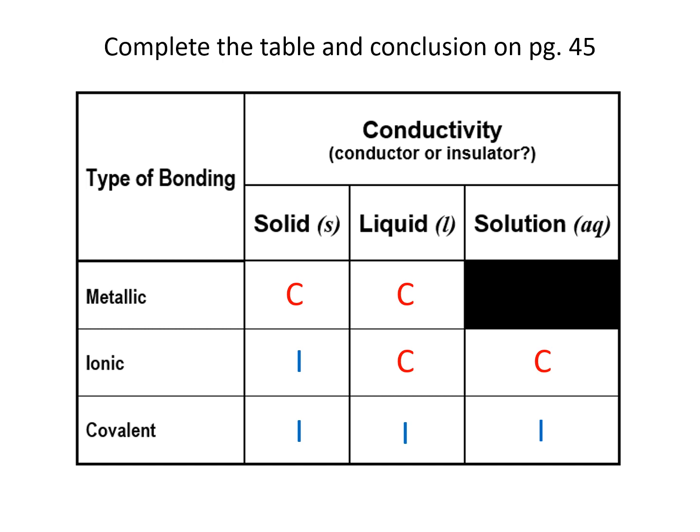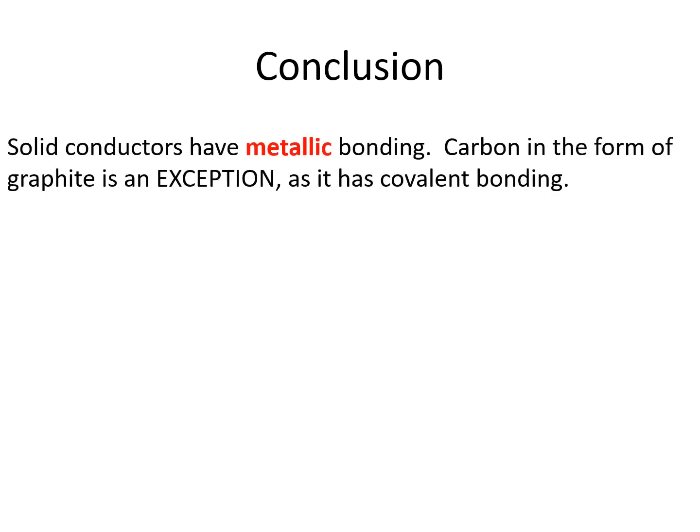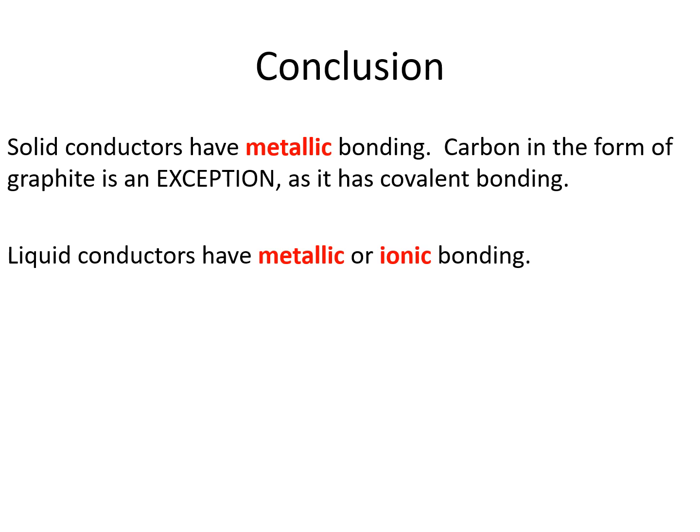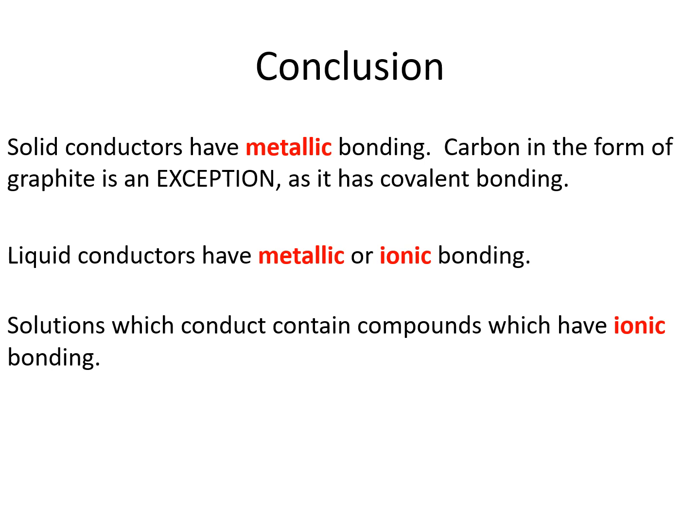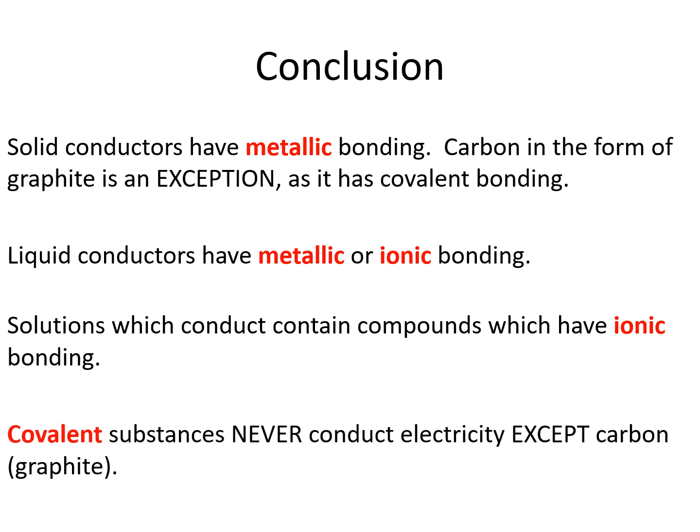So those are our results, and here's our conclusion. So we should have found that the solid conductors have metallic bonding. Carbon in the form of graphite is an exception, as it has covalent bonding. Liquid conductors have metallic or ionic bonding. Solutions which conduct contain compounds which have ionic bonding. And covalent substances never conduct except for carbon. So what we're interested in now is going into an explanation as to why that happens. So that's what we're going to cover in this next section.